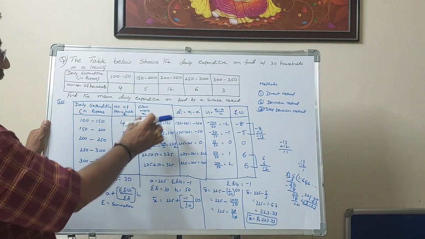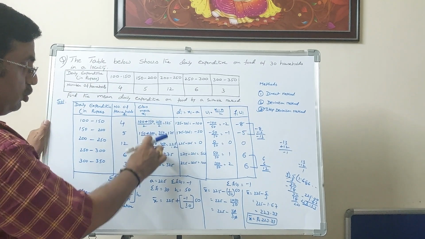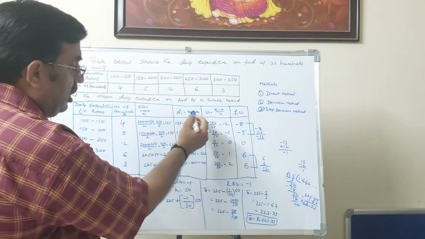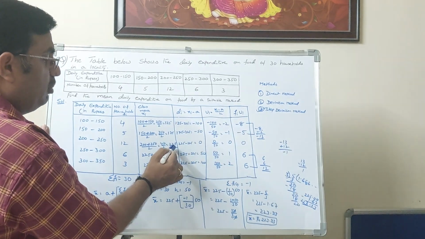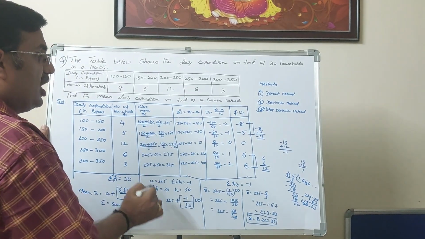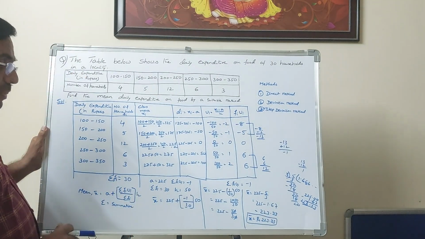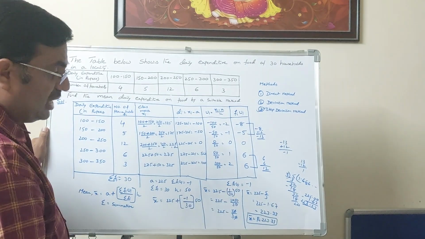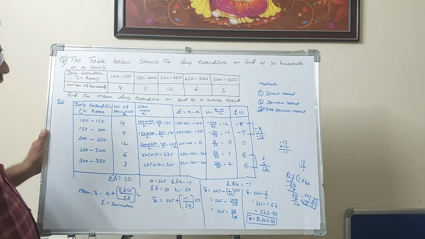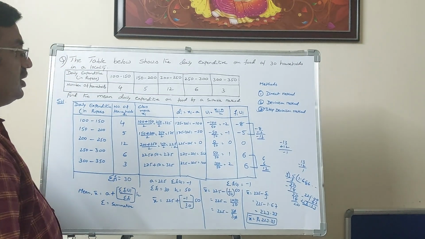First you have to calculate the class marks. I have shown you here: di is xi minus a. The xi are these values, and a is the assumed mean. You can take any value as the assumed mean, no problem, you will get the same answer. After substituting the values in the formula, you will get x bar is equal to 223.33. This is the solution for this question.